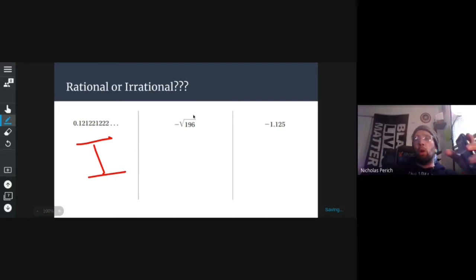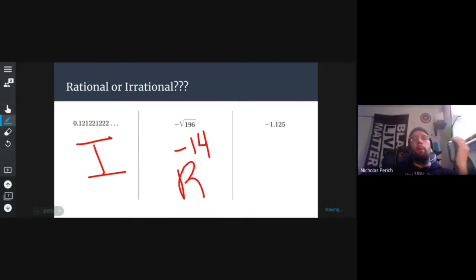I know what the square root of 196 is. It's 14. So throw a negative in front of it, and you have yourself a rational number. Look, it's a decimal that stops. So if it stops, that's it.